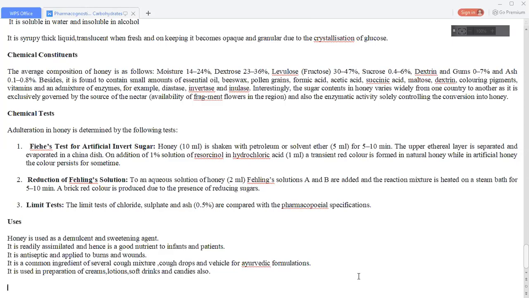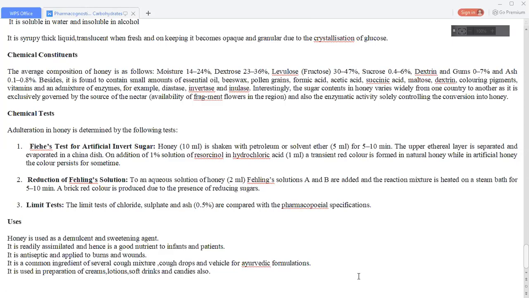Next, coming to its uses. There are n number of uses, but here very few we have explained, which is sufficient for your syllabus. The first one is honey is used as a demulcent and sweetening agent. It is readily assimilated, that means metabolized, and hence is a good nutrient to infants and patients. It is antiseptic and applied to burns and wounds.